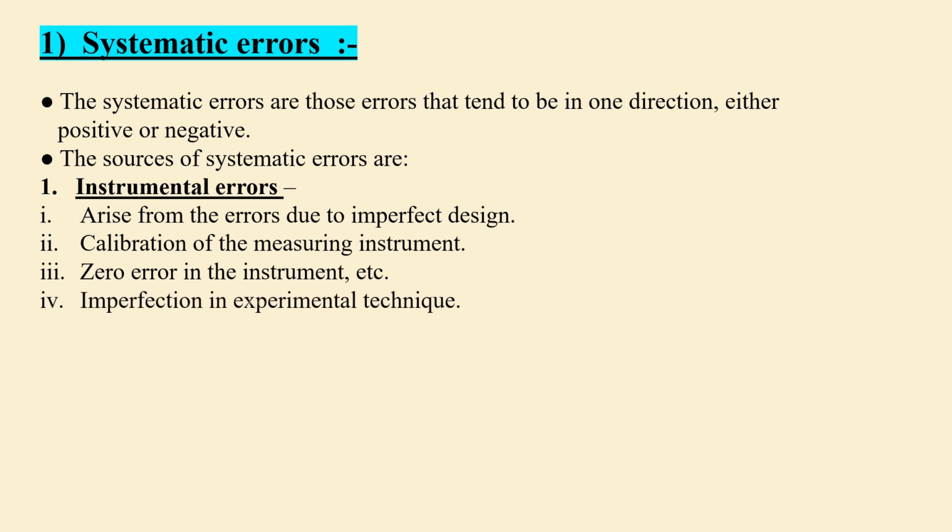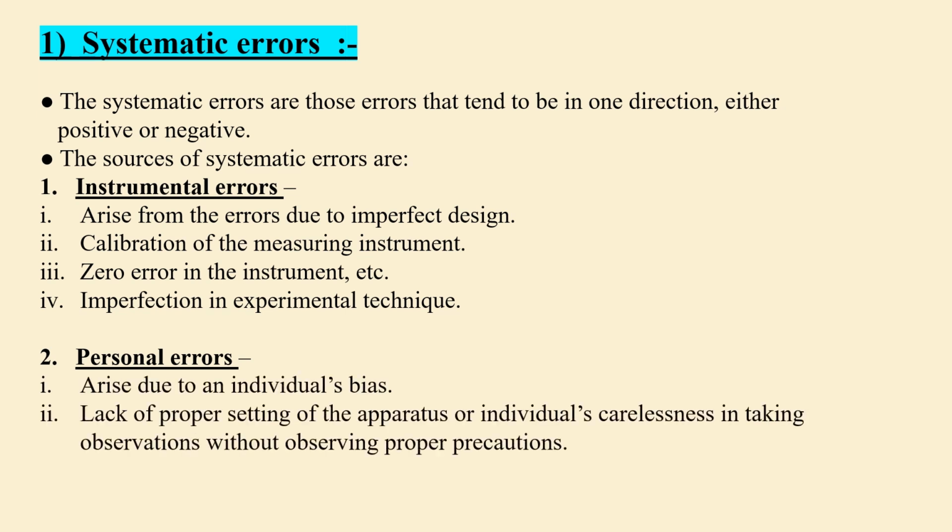Imperfection in experimental technique. 2. Personal errors. These arise due to an individual's bias, lack of proper setting of the apparatus, or the individual's carelessness in taking observations without observing proper precautions. Parallax error, etc.